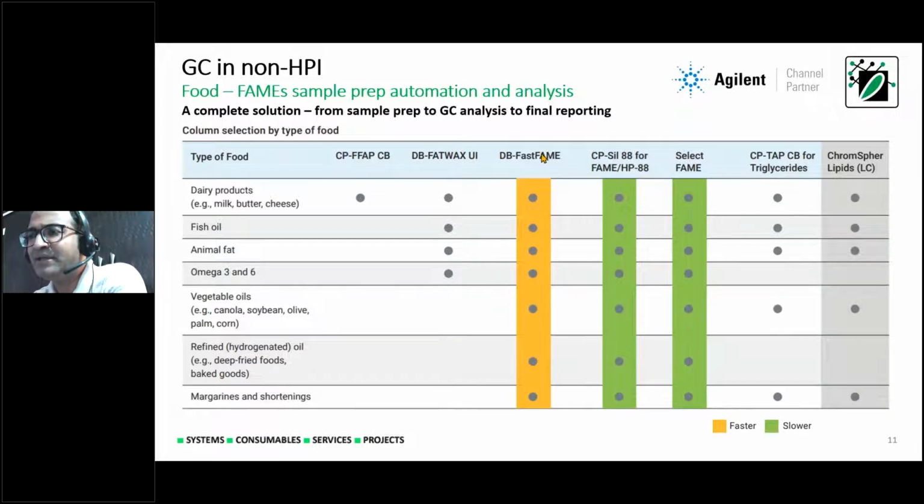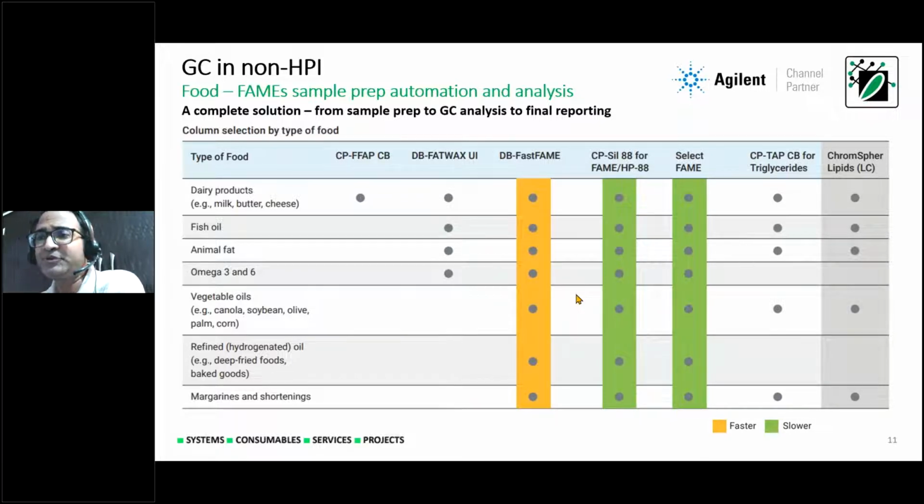And then once again, the fast frame, as the name suggests, is the column that is really useful for the fast analysis of the fatty acid methyl esters. The slower columns, once again, the select frame or the CP cell 88 or HP88 are going to be a little slower columns. But the advantage is that you will have the HP88, say for example, at 100 meters, and it will allow you to do a much better separation of whatever you want to separate.